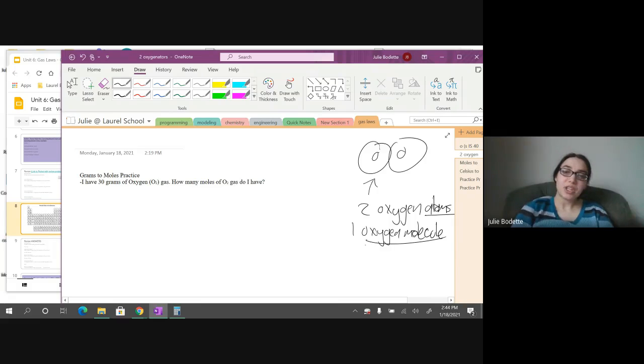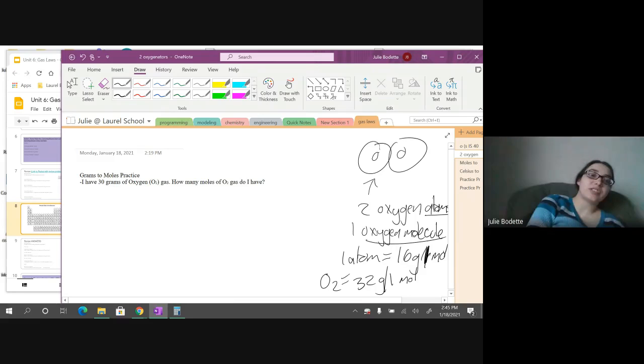Okay. And so we've determined that 1 atom is 16 grams per 1 mole. So then our molecule is going to be 32 grams per 1 mole. Okay, so this is our molar mass. So 32 grams of O2 per 1 mole of O2.